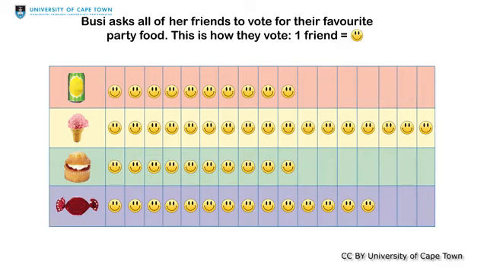There are 18 columns. In the first column, we see from top to bottom a picture of a can of cool drink, an ice cream in a cone, a cupcake, and in the last row of the first column, a sweet wrapped in red paper. In the first 10 columns after the can of cool drink, there are 10 smiley faces. Next to the ice cream are 17 smiley faces. Next to the cupcake, 10. And next to the sweet, 14.